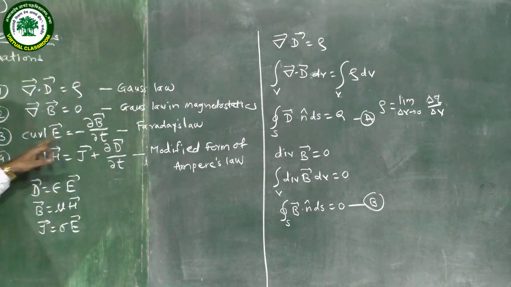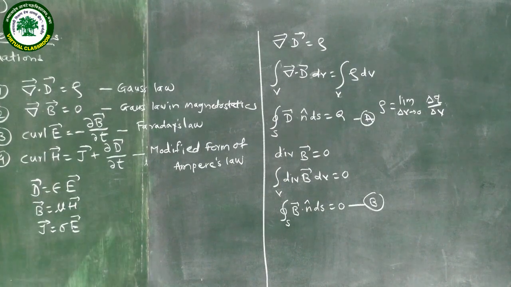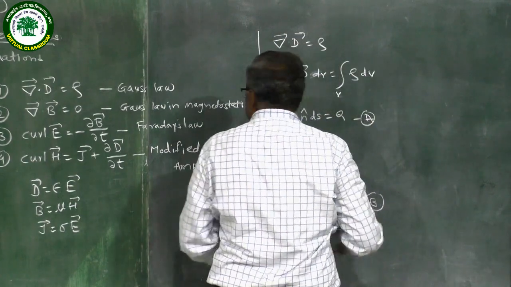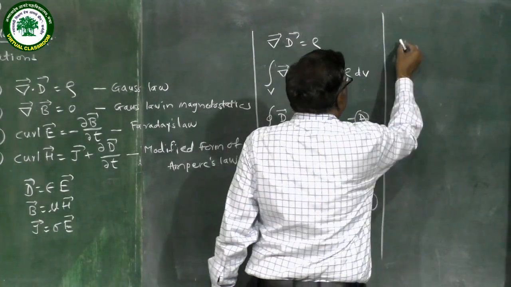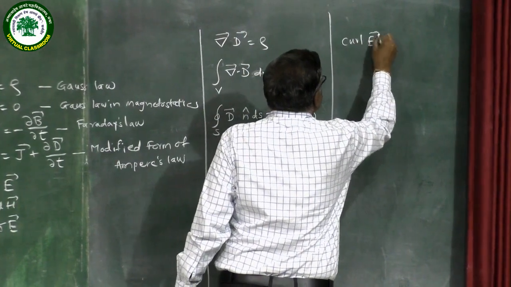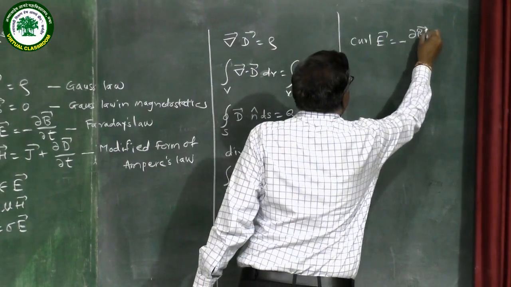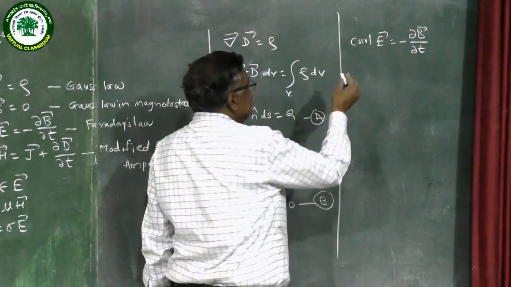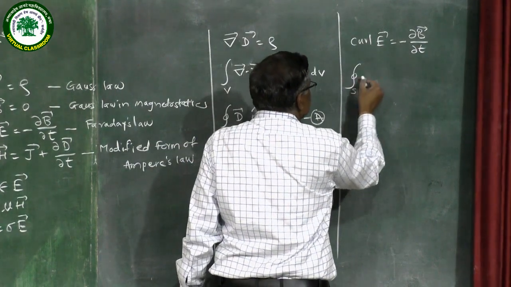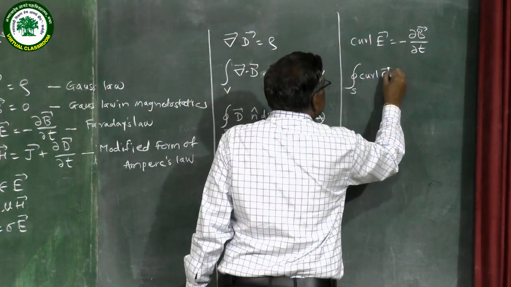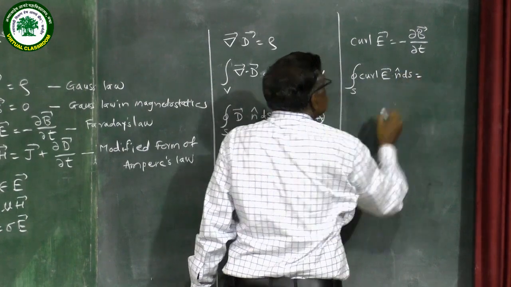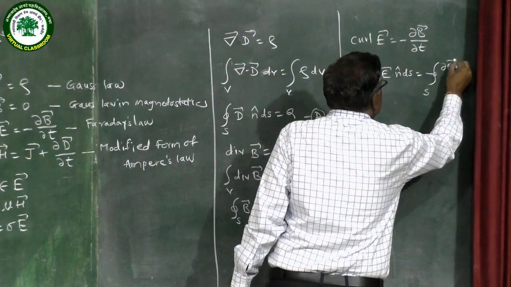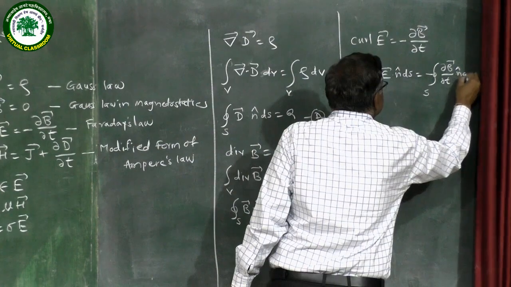Then we have the third equation, curl of E equal to minus delta B upon delta T. To obtain its integral form, let us consider curl of vector E is equal to minus delta B upon delta T. Taking the surface integral on both sides, the equation is written as integral over S of curl of vector E dot n dS is equal to minus integral over S of delta B upon delta T dot n dS.